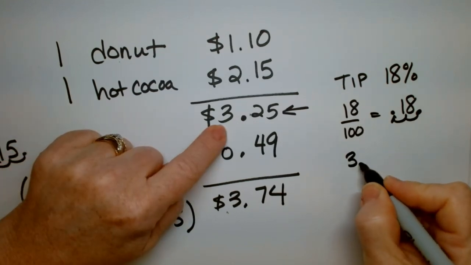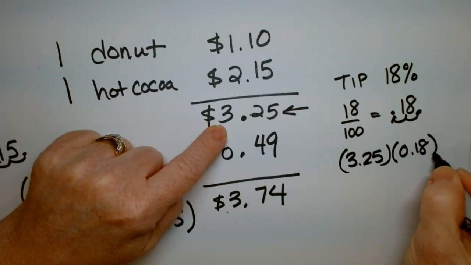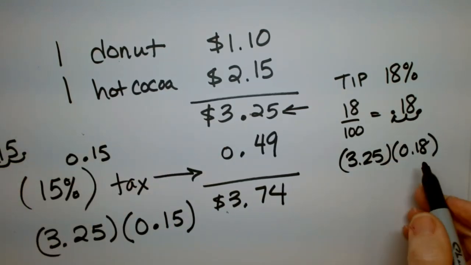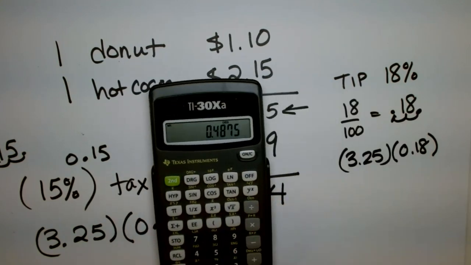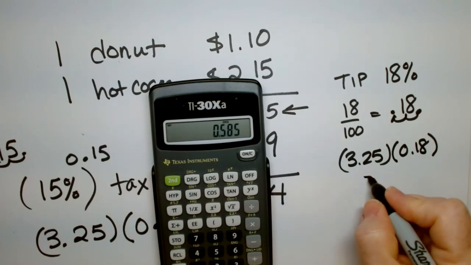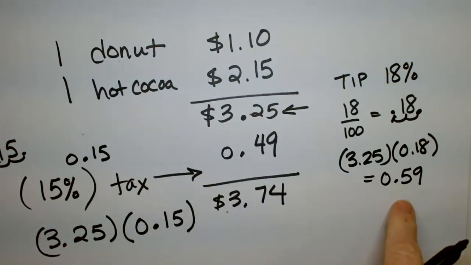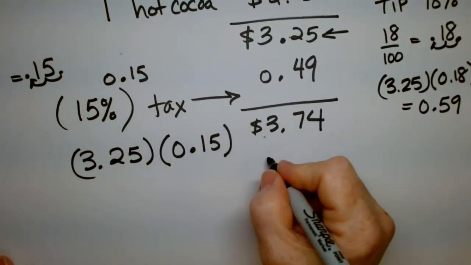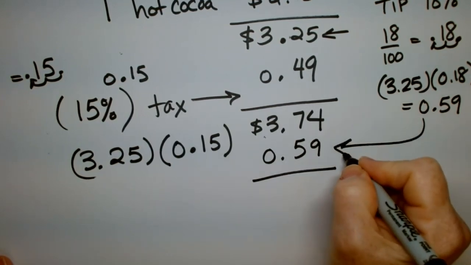So we're going to take 3.25 times how much we want to leave for a tip, 0.18, and that will give me a dollar amount. So this is 18% of $3.25. So whip out the calculator, times 0.18. I have, this is equal to 0.59. So we're going to leave them 59 cents in a tip. Okay, and this is my tip right there.